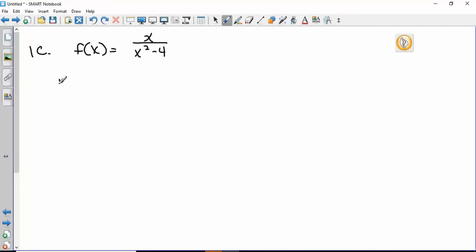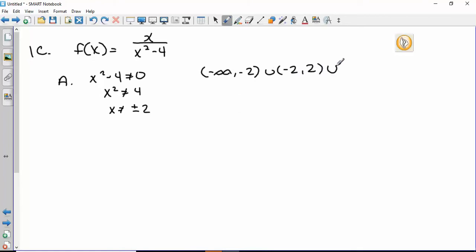So the first thing I asked was the domain. We know that in a fraction, the denominator can't be 0. So x squared can't be a positive 4, which means x can't be plus or minus 2. Write that as negative infinity to negative 2, union negative 2 to 2, union 2 to infinity if you did the interval.